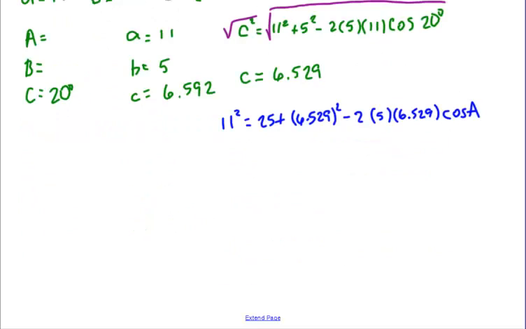I've got 121 is equal to 25 plus 6.529 squared. We can do that. Punch it in on your calculator, and again, carry through three decimal places. So this would be 67.628 minus 10 times 6.529, which is 65.29.